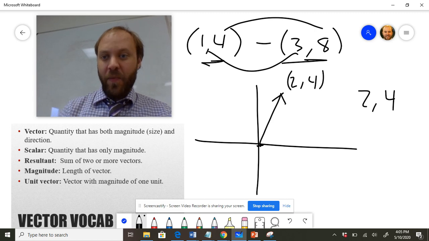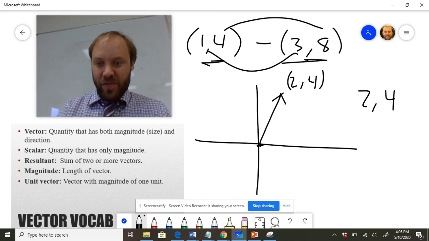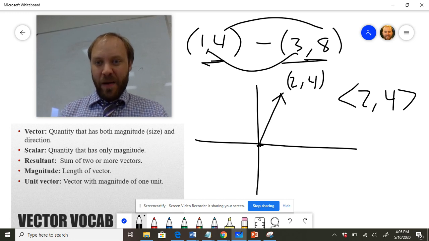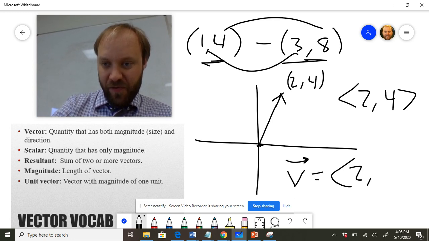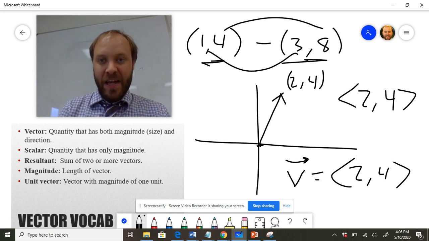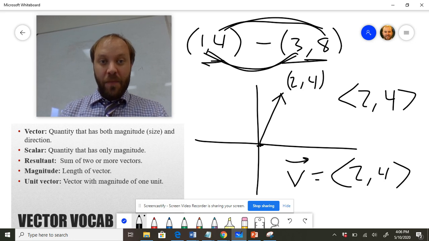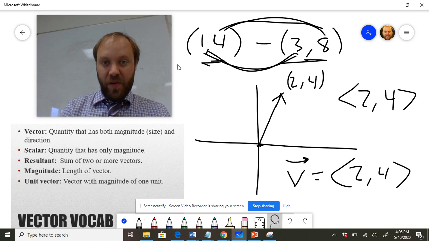By the way, vectors very often, instead of using parentheses, which kind of looks like a point, a lot of times they're going to use brackets like this. You'll see a couple of different notations. A lot of times, if I want to call this vector v, we might say vector v is equal to 2, 4. Different books will use different notations, but that type of setup is pretty standard. So you're really just taking the second y, subtracting the first y, taking the second x, subtracting the first x. And by the way, this will work even if you have positive and negative signs. This is still going to work the same way.